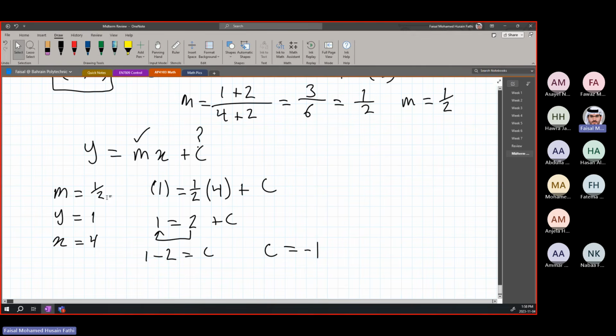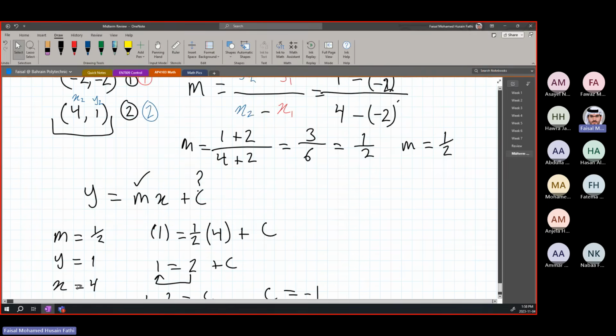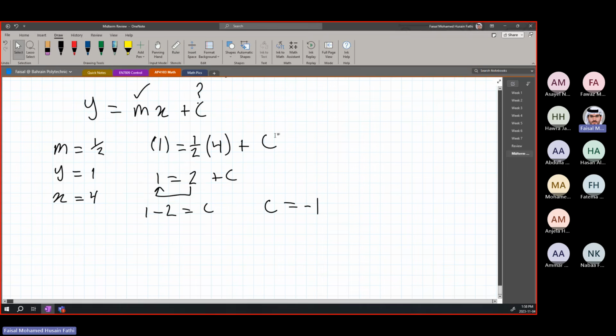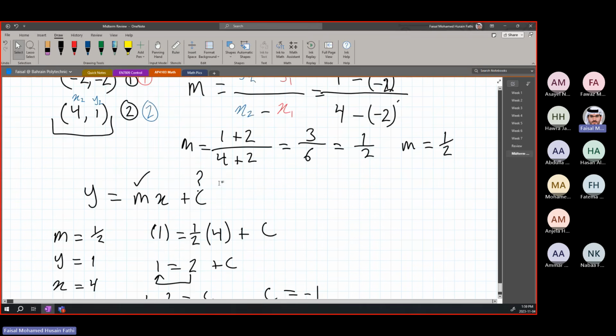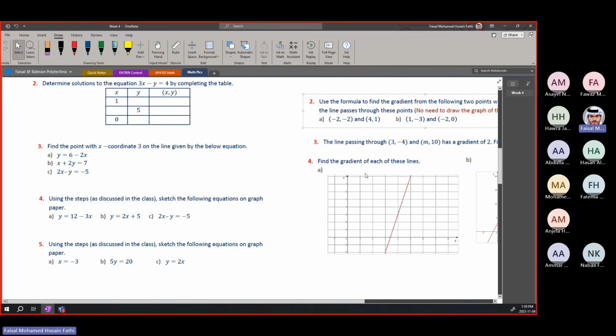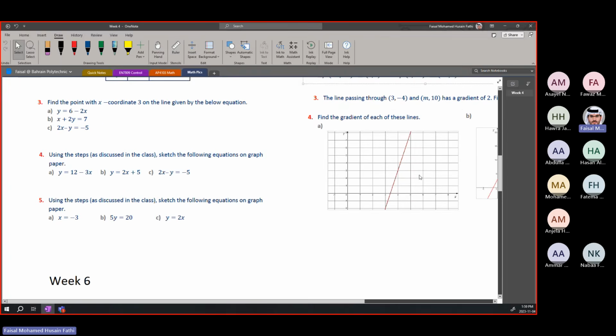We found m equals half, and for the point we know y equals 1 and x equals 4. We substitute all of them in the equation we have here, which is y equals mx plus c. Then we substitute each value in its place and solve for c. So this is the main concept of any solving for a line. And I'll just do one more example of finding it through this.